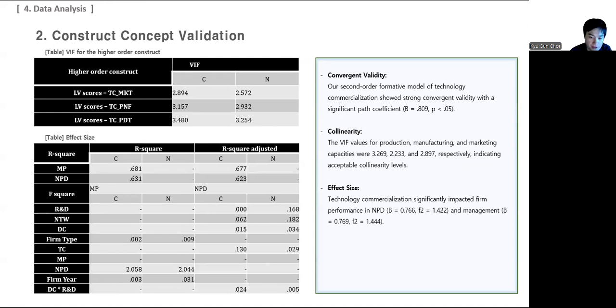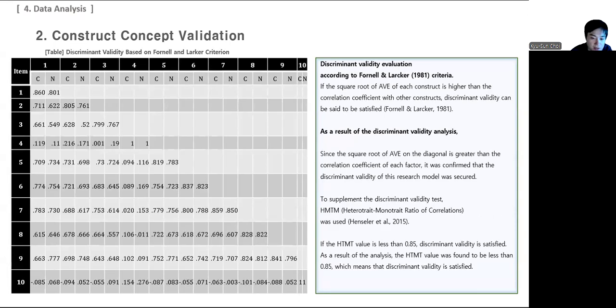Finally, let's discuss the VIF for my higher-order construct and its effect size. As you can see from here, it all passes the requirements. This slide covers the validation of construct concepts.